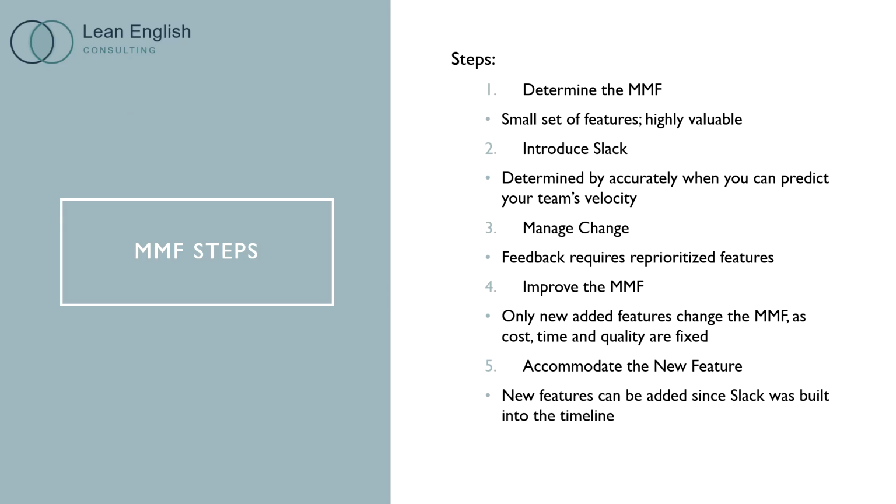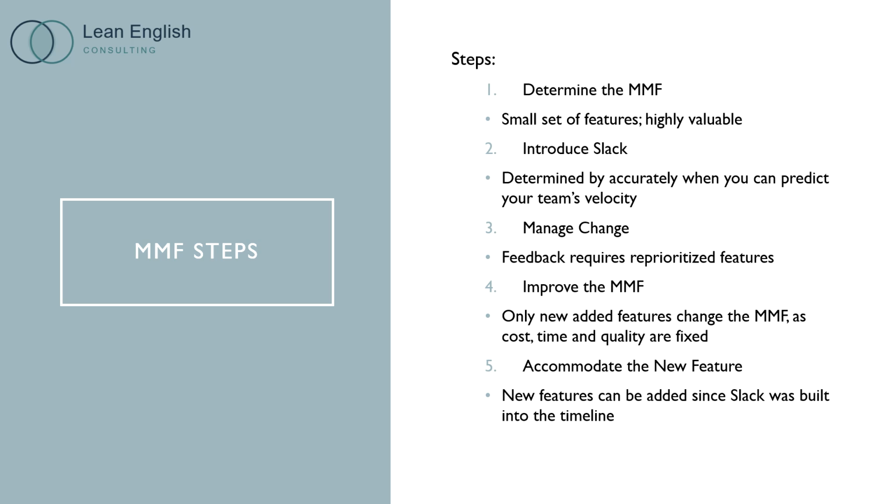There are 5 steps to create the minimum marketable feature. First, determine what the MMF needs to be. You will eventually settle on a small set of features that are highly valuable to the project and will be the team's top priority. This is not usually the final product, but the most valuable first piece of the final product that can stand alone and be delivered early.